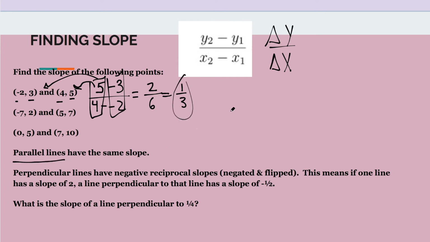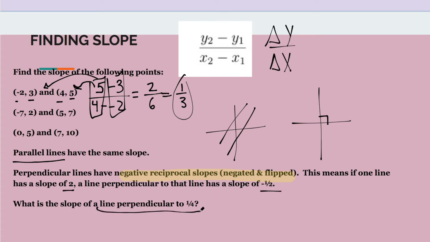Parallel lines, which are two lines that never touch, like railroad tracks, have the same exact slope. Perpendicular lines, which are lines that cross at a 90-degree angle, have negative reciprocal slopes. What that means is that we negate the slope and flip it. So if a line has a slope of 2, the perpendicular line is -1/2. If a line has a slope of 1/4, we're going to flip that, get 4 over 1, and then negate it. The slope would be -4.